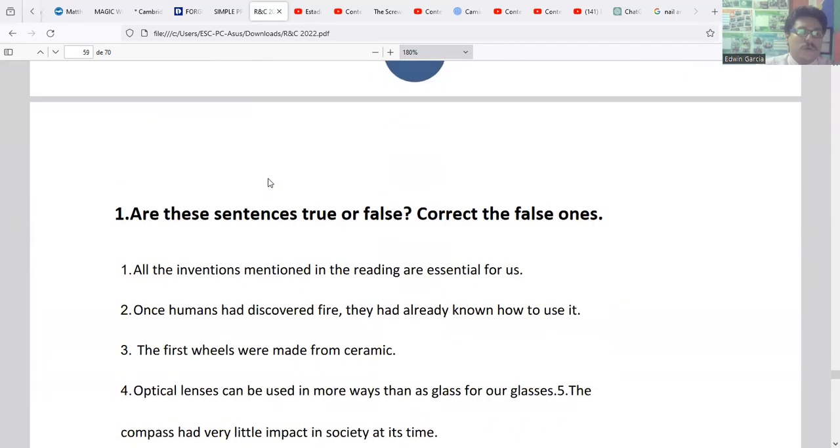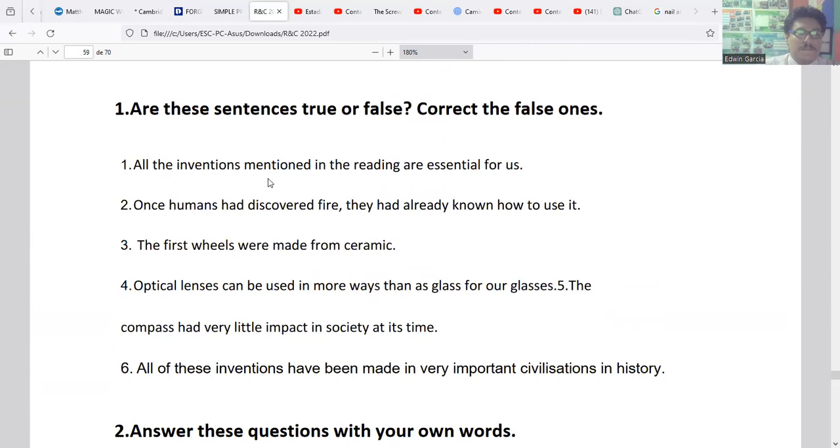Now, we have to make some questions, some answers. Okay, and you're going to help me. According to the reading, you're going to remember this. Are these true or false? You tell me. Teacher, number one, I think is true, or maybe you are going to say it's false. Number one, all the inventions mentioned in the reading are essential for us. What do you think? This is true or false?